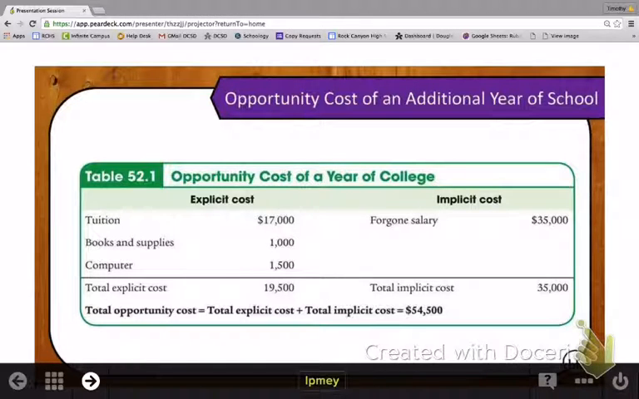That's what you're really giving up to go to college. Now, does that mean you shouldn't go? Not necessarily. But it does mean that when you're determining benefits versus costs and whether you should go to college or not, you should consider the real cost of going to college for a year is $54,500, not $19,500. And if that's still worth it to you in the long run, then you should make that decision.